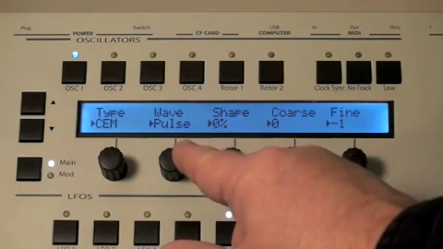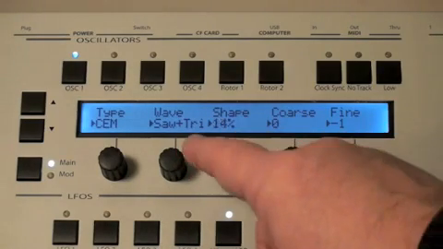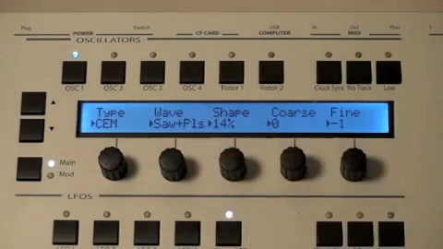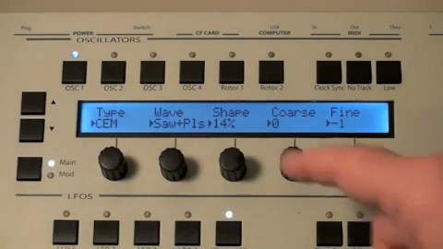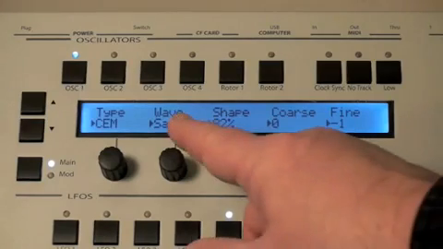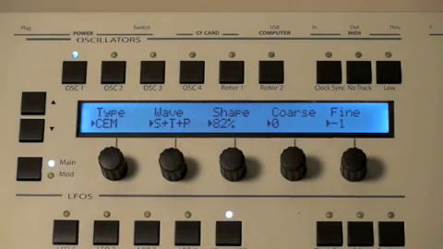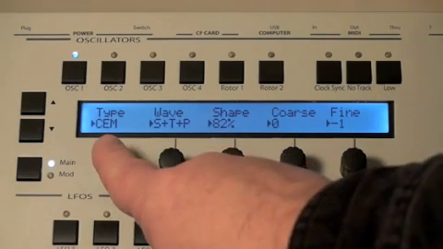The Prophet 5 offers simultaneous wave shapes. So the way we do it here is saw plus triangle, saw plus pulse. And again, you can hear a little bit of change with the shape. Saw plus pulse, triangle plus pulse, or all 3 of them, saw, triangle, and pulse together.